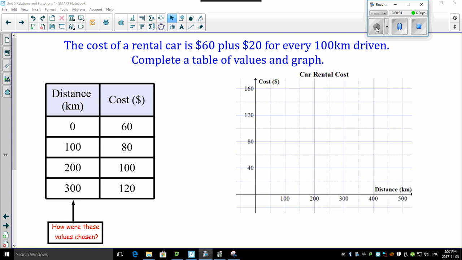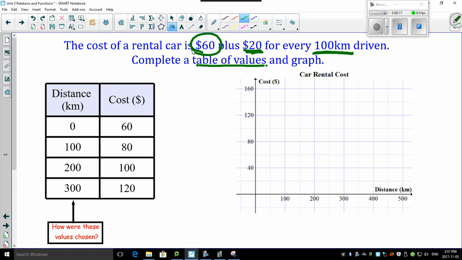Here's a great practical application question. This is the cost of renting a car. We're going to say the cost of renting a car for 1 day is $60. And then they're going to nail us 20 bucks for every 100 kilometers driven. So let's complete a table of values here.